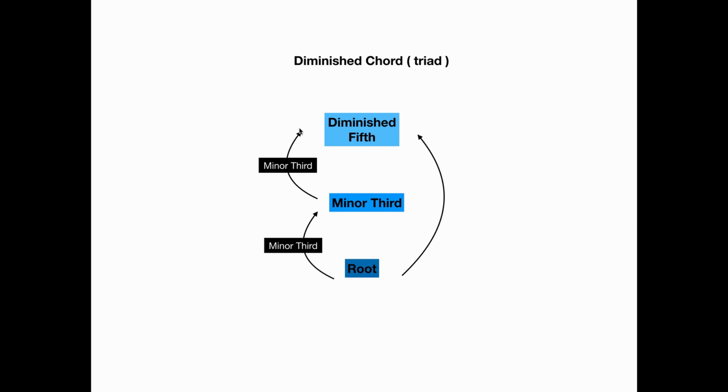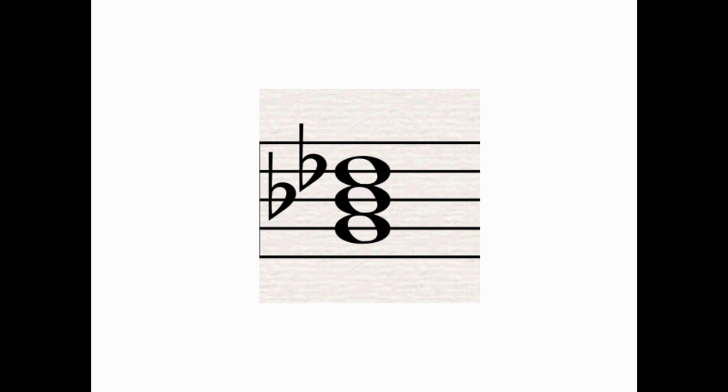Let's look at an example of this now. Again, we have the root being G. The second note is a B flat, making it an interval of a minor third above G. And the third note is a diminished fifth above G. G to D flat would be a diminished fifth. Again, if you'd like to know why this is, I'd invite you to check out lesson 14.